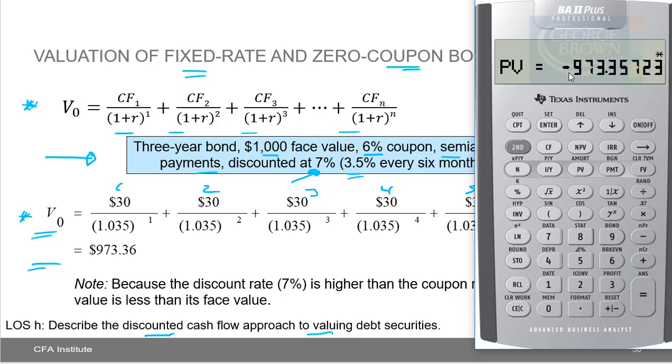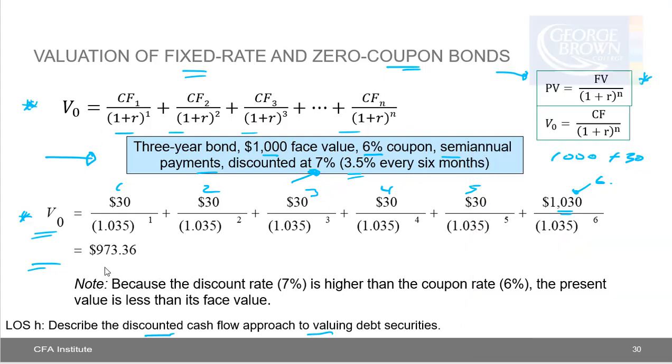You can see it comes up as a negative because one sign has to be negative on the present value and one sign has to be positive. I put in the future value and the payment as positive. So we can see the present value, 973.36. So quite easy to do the calculation for a bond using the time value of money functionality on a financial calculator. But if you wanted to do the algebra, the valuation for a bond is simply the sum of the present value of all the future cash flows.